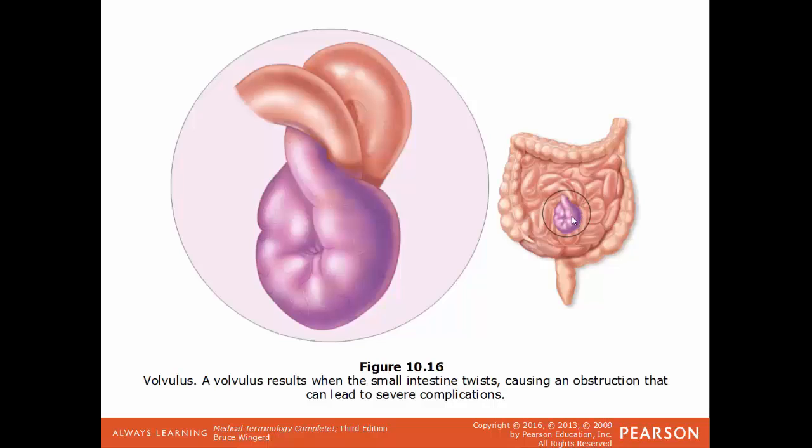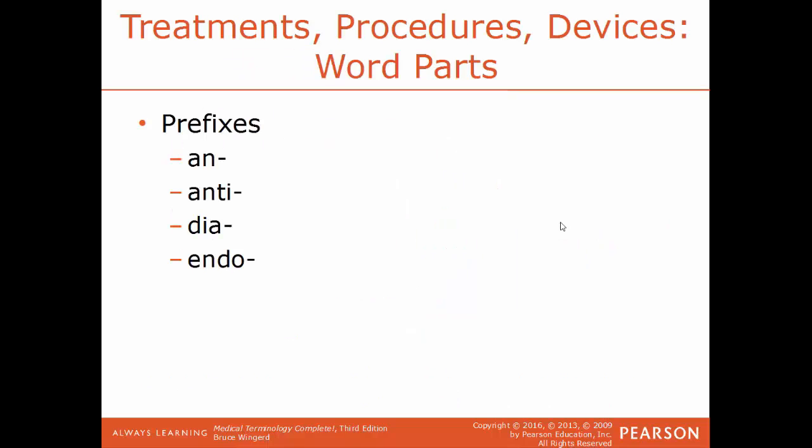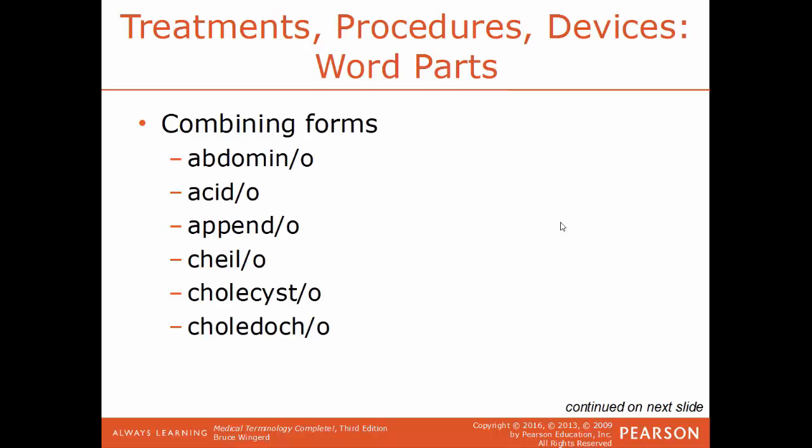We have the small intestine rolling over on itself and twisting itself, which will cause a blockage here. All right, now we'll talk about some treatments, procedures, and devices. We'll start with some word parts. We'll start with the prefixes. An means without or lacking. Anti means against. Dia means complete or through. And endo means inside.